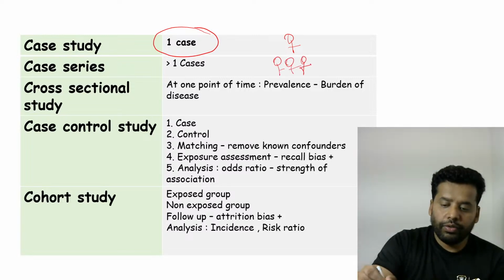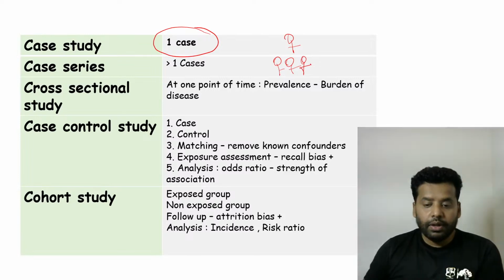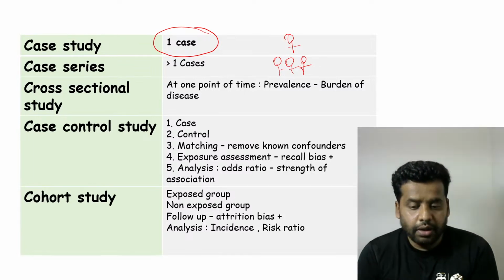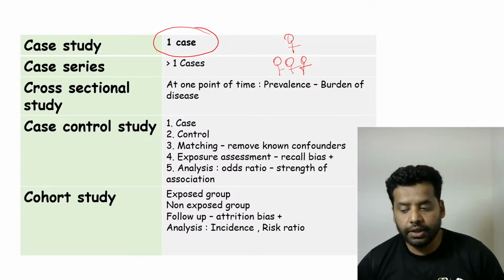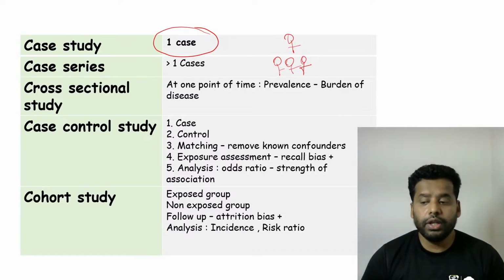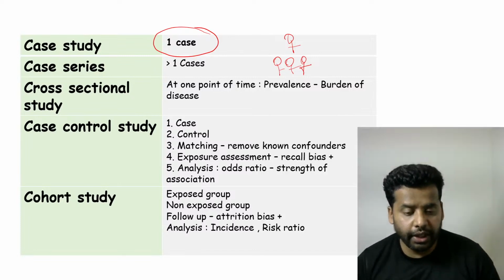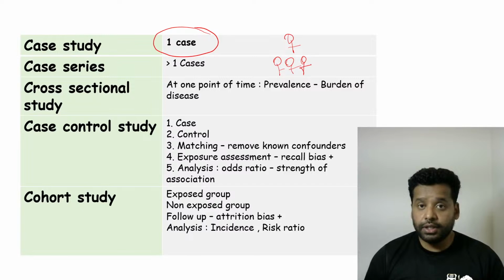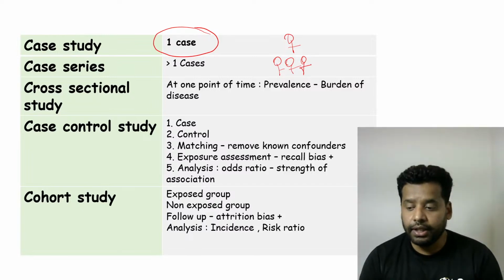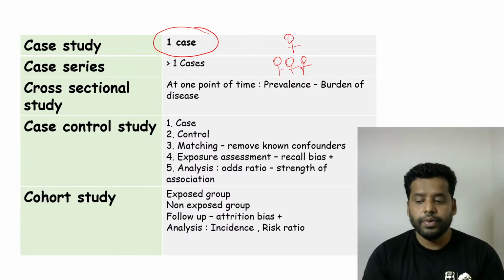If there is one case study, and I take multiple cases, 3-4 cases, for example 3 to 4 cases of pneumonia of unknown etiology were reported from Wuhan city, China, which happened long back. Atypical, first time it happened. That is case series, case series.